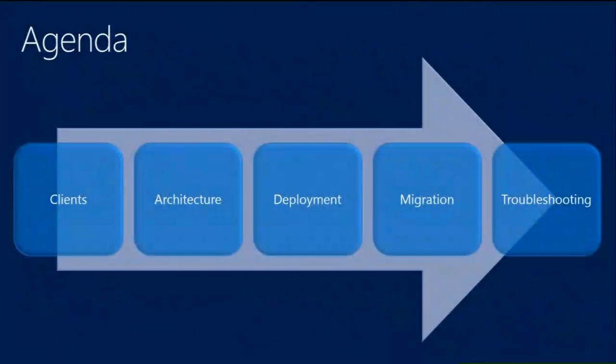So this is my agenda. I'm going to talk a little bit about clients, because we have to think about clients and some stuff is important there. Certainly architecture, because stuff has changed from 2010 to 2013, and I want to make some stuff clear. Deployment. We ran into some issues. There's still an issue, you will see in the demo. Migration. Maybe some stuff you can think about when doing migrations for Lync. And then a little bit of troubleshooting.